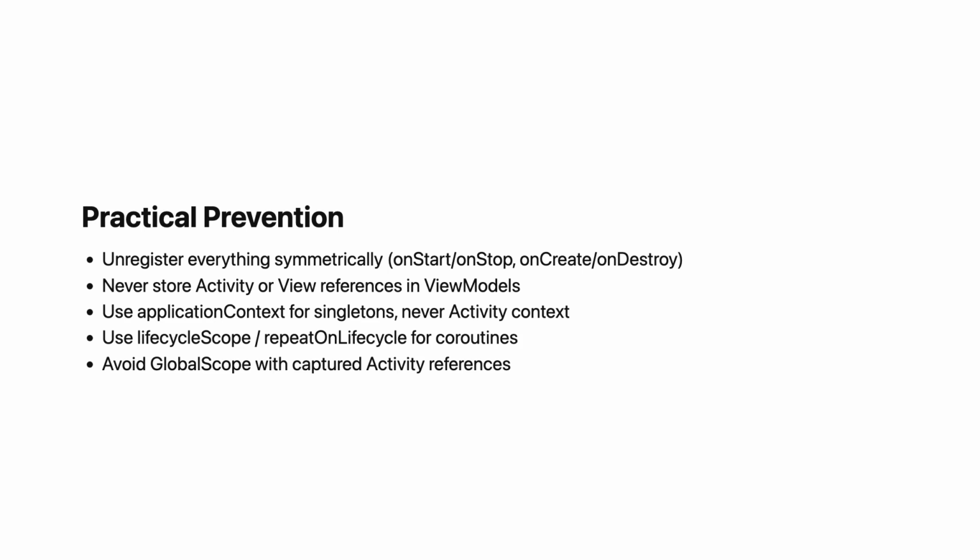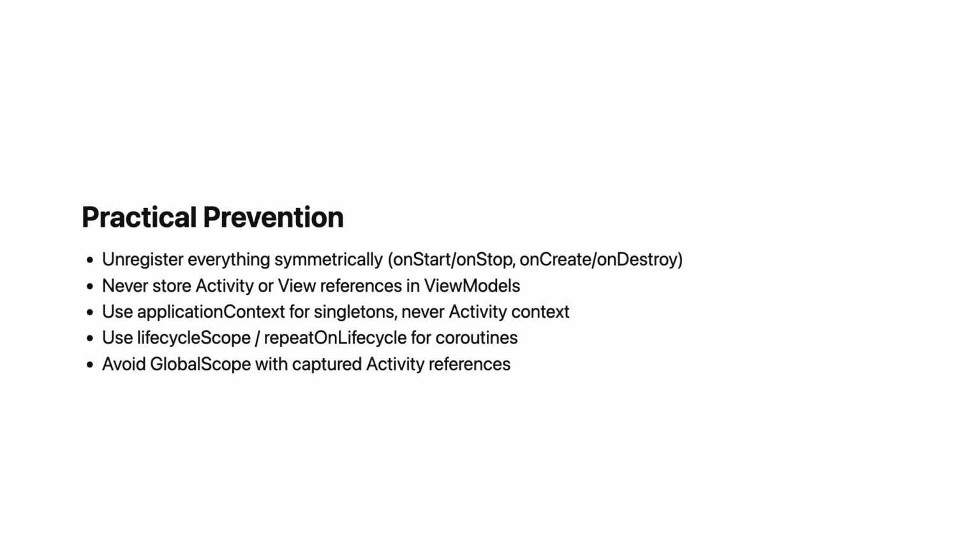Let me give you concrete prevention strategies. First, unregister everything. If you register a listener in onStart, unregister in onStop. If you register in onCreate, unregister in onDestroy. Be symmetrical. Second, never store activity or view references in view models. Pass data, not references. Use LiveData or StateFlow to communicate from view model to UI. Third, avoid static references to context. If you need a context in a singleton, take application context, never an activity.